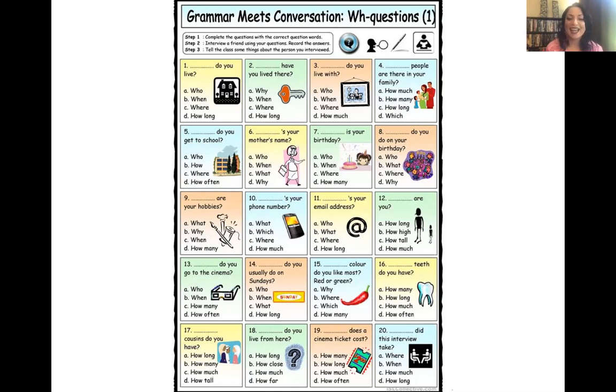Number 18. How long do you live from here? How close do you live from here? How much do you live from here? How far do you live from here? This one is tricky. Number 19. How many does a cinema ticket cost? How long does a cinema ticket cost? How much does a cinema ticket cost? How often does a cinema ticket cost?